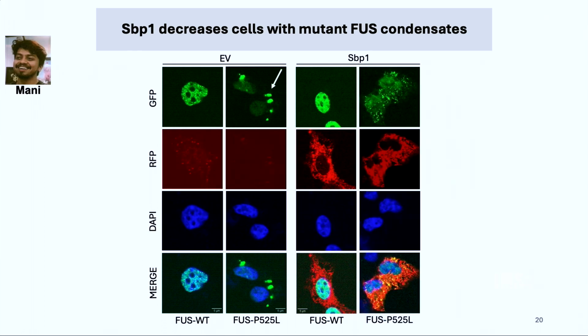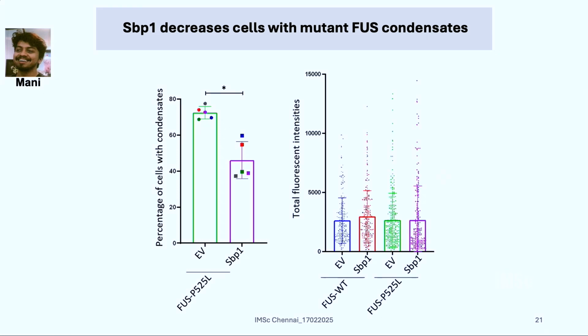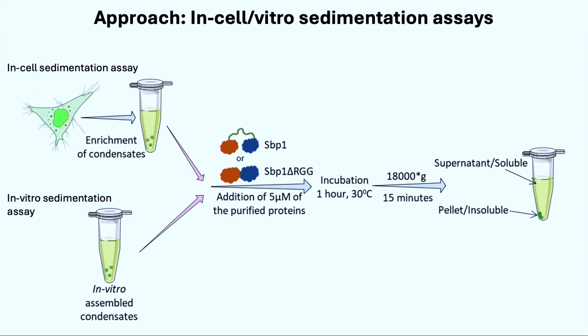I better hurry up. When you look at the expression in the context of P525L, you can see that now these aggregates which are happening in the mutant protein are gone. These aggregates are not visible. That's the quantitation of what I'm showing here: when you express this yeast protein, there is a significant reduction in the amount of FUS condensates that are present for the mutant protein. This is the control that says protein levels are not changing.